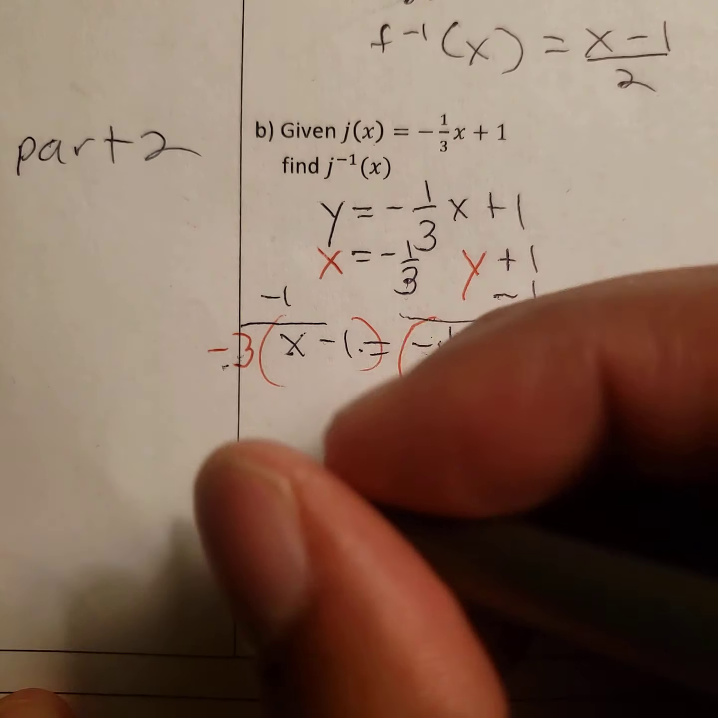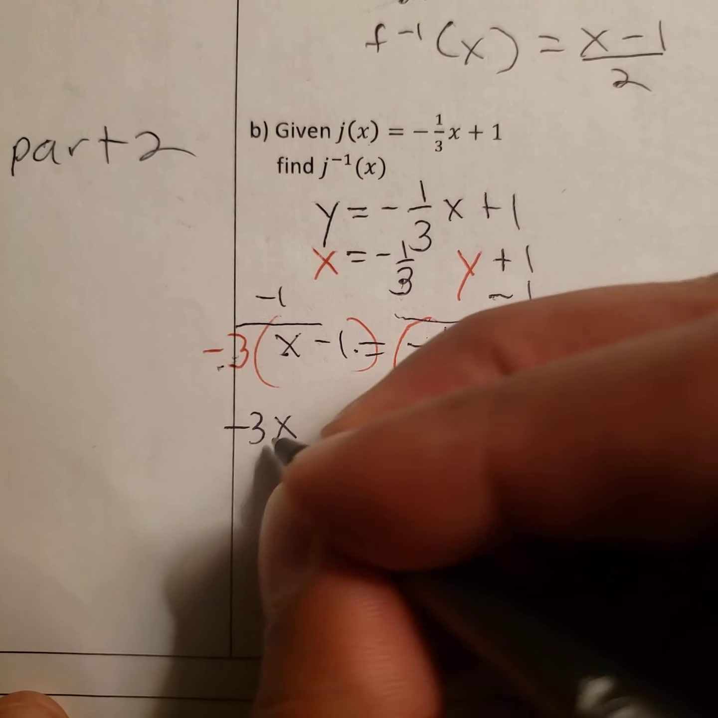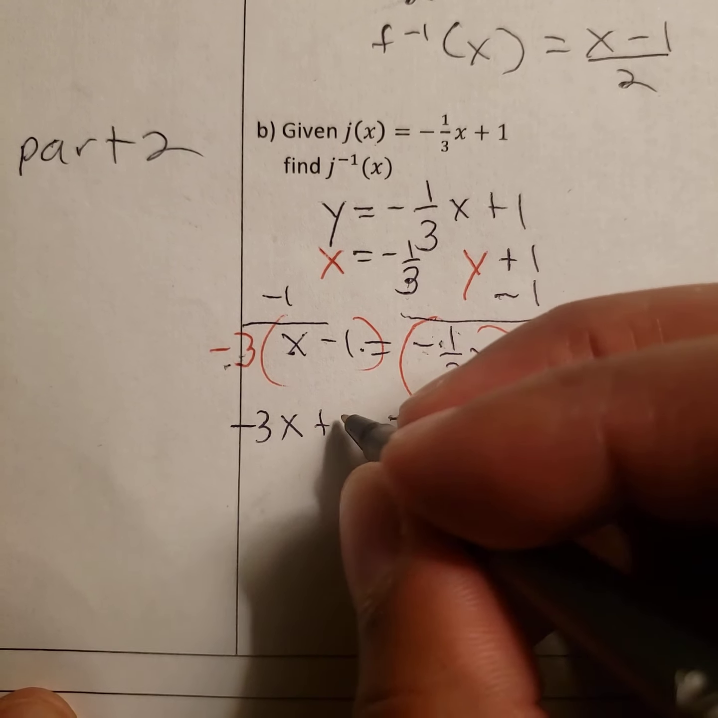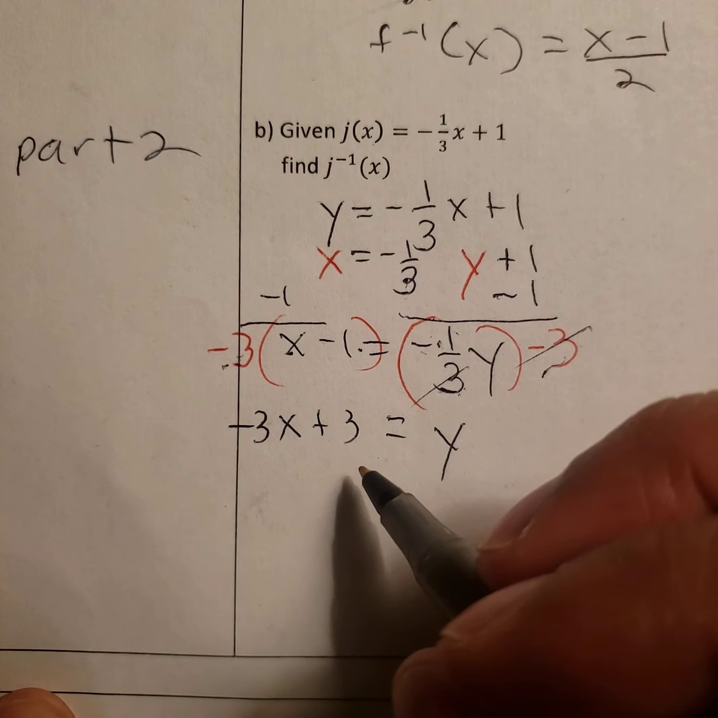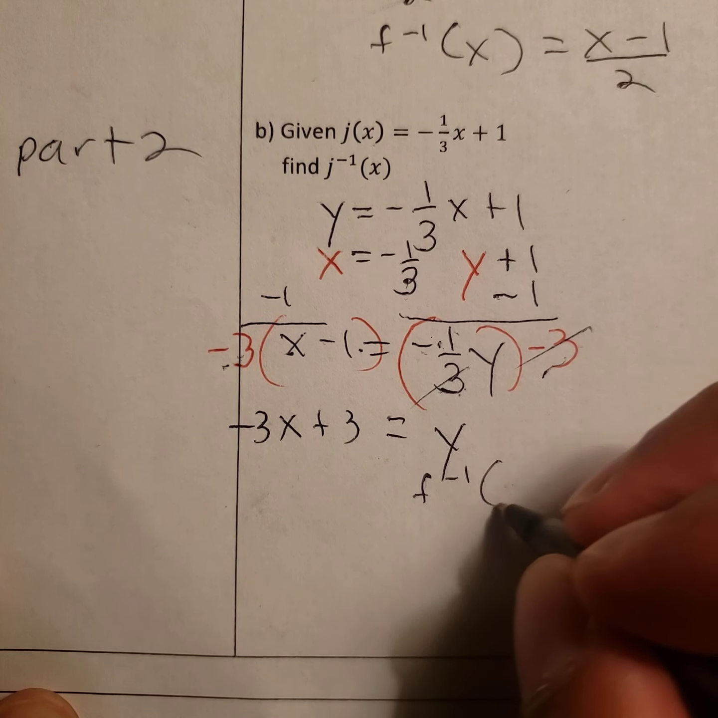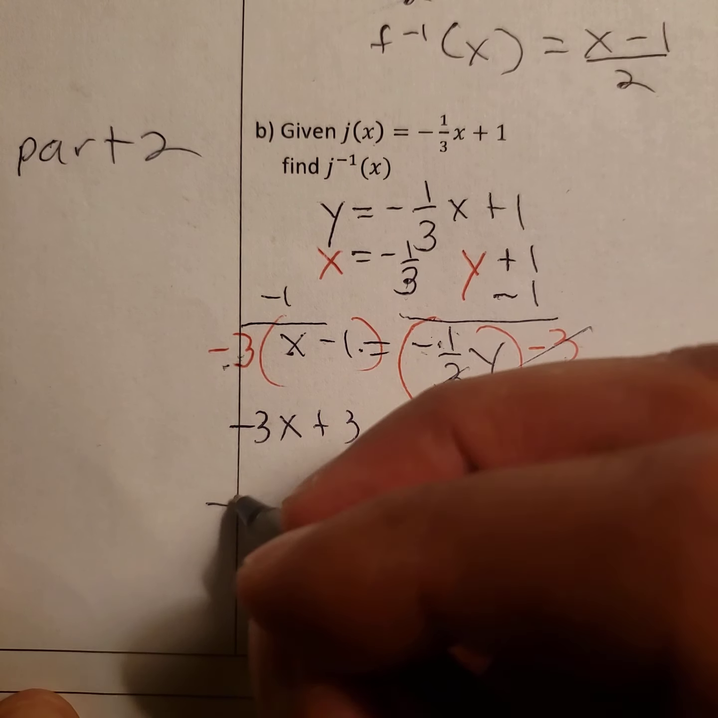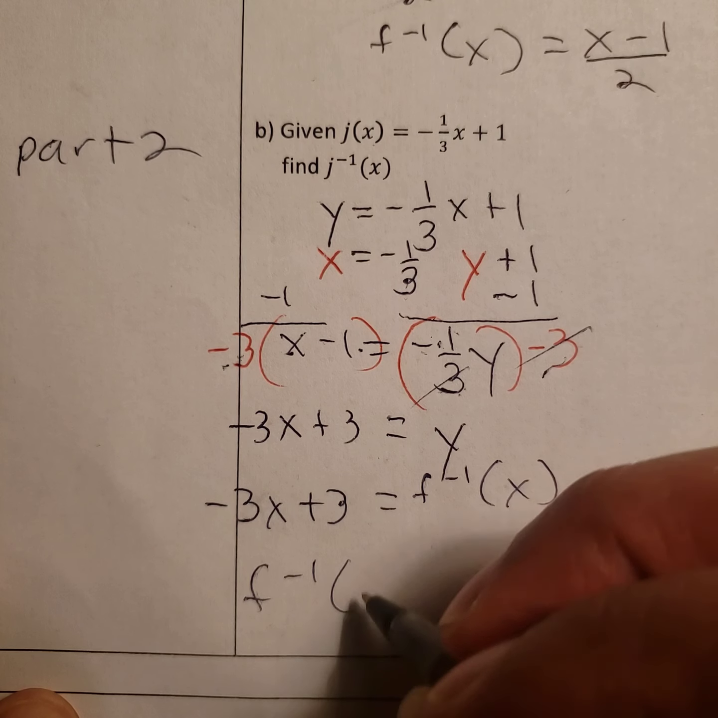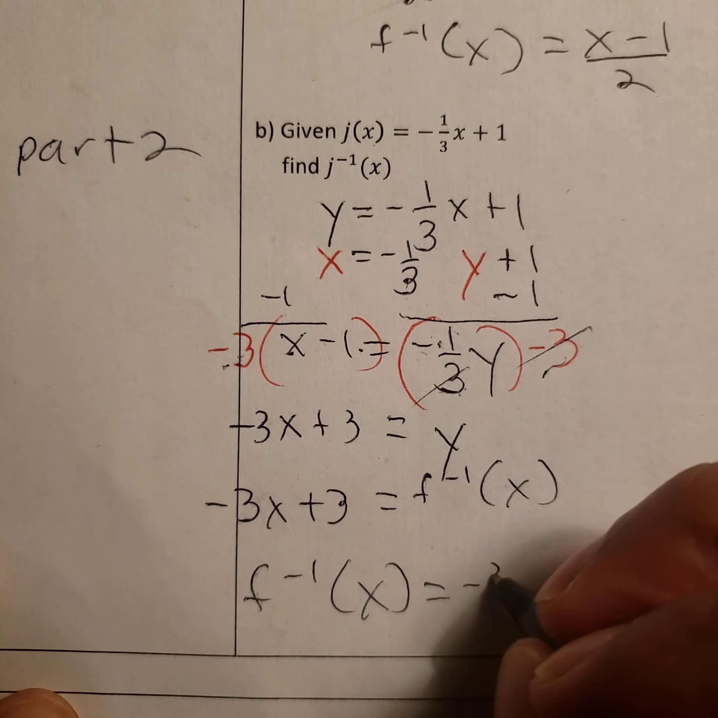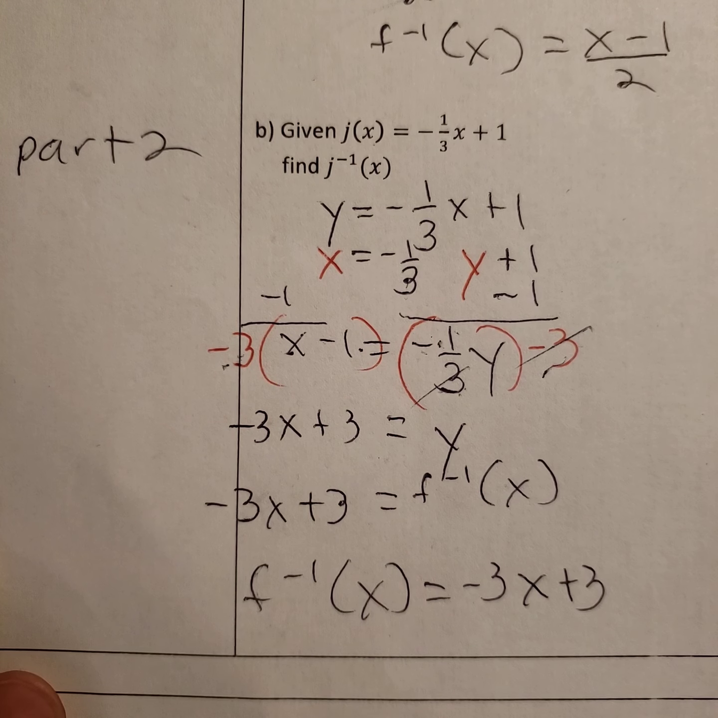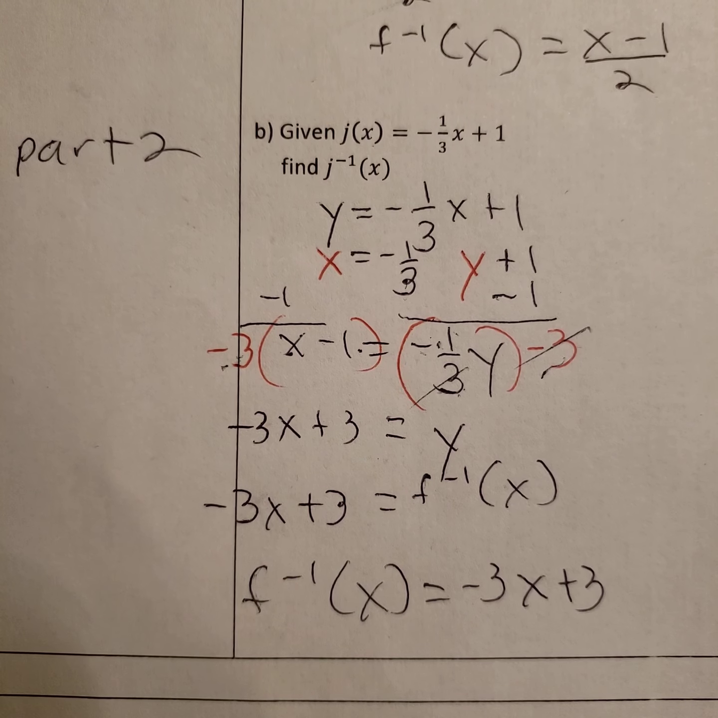So -3 times x will give you -3x, and -3 times -1 gives you +3. Okay, and that's your function. So remember, you replace this y with the inverse of f of x. And I like f of x on the other side, so I'm just going to say the inverse of f of x equals -3x plus 3. Now, before we get to it, see if you can figure out how to graph these before we actually graph them. So let's look at the second one.